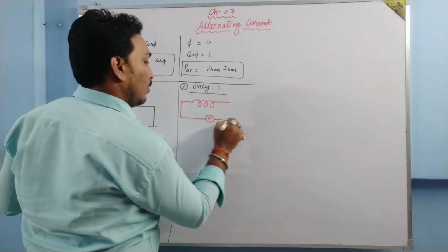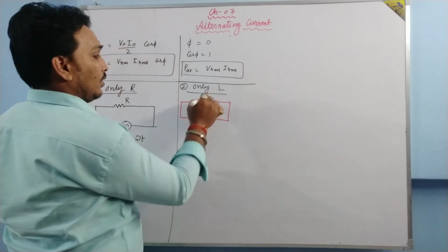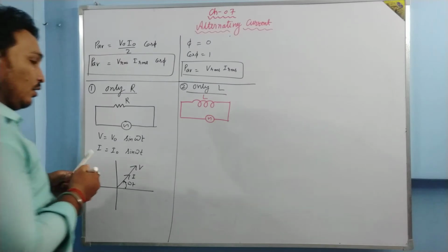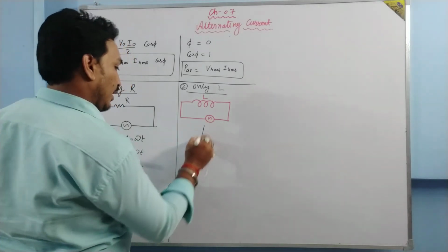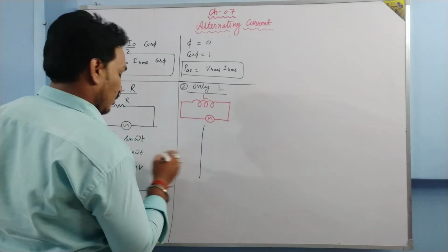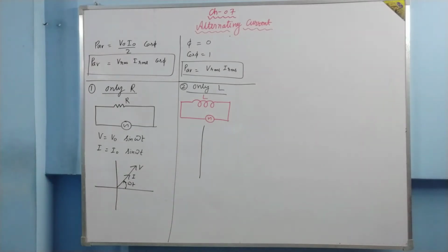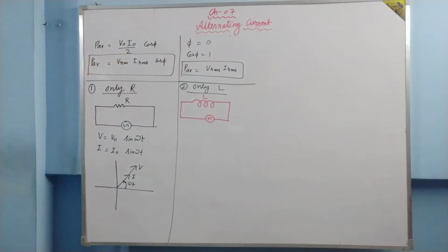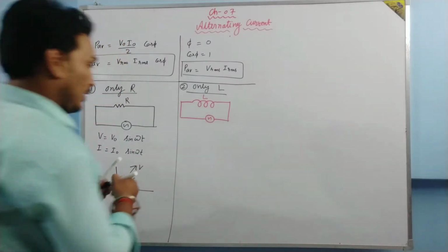AC source. Okay, this is your inductor L. So in this case, the phasor diagram was like, okay, let me write the current and the voltage first, then after we'll draw the phasor diagram. This was the circuit lookalike.